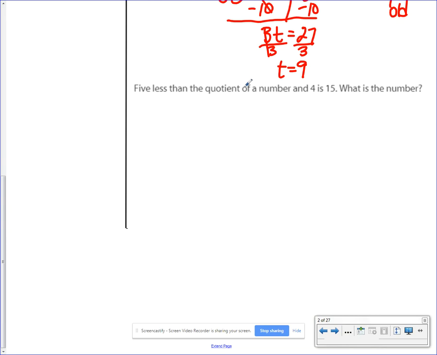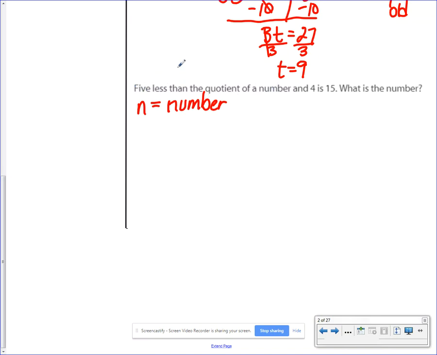5 less than the quotient of a number and 4 is 15. What is the number? It's kind of like a puzzle or a riddle. What is the number? That's your variable. So you pick whatever letter you like. I like to use N because that's telling me number. They start with the same letter. Helps me remember. All right, now let's go back and translate this.